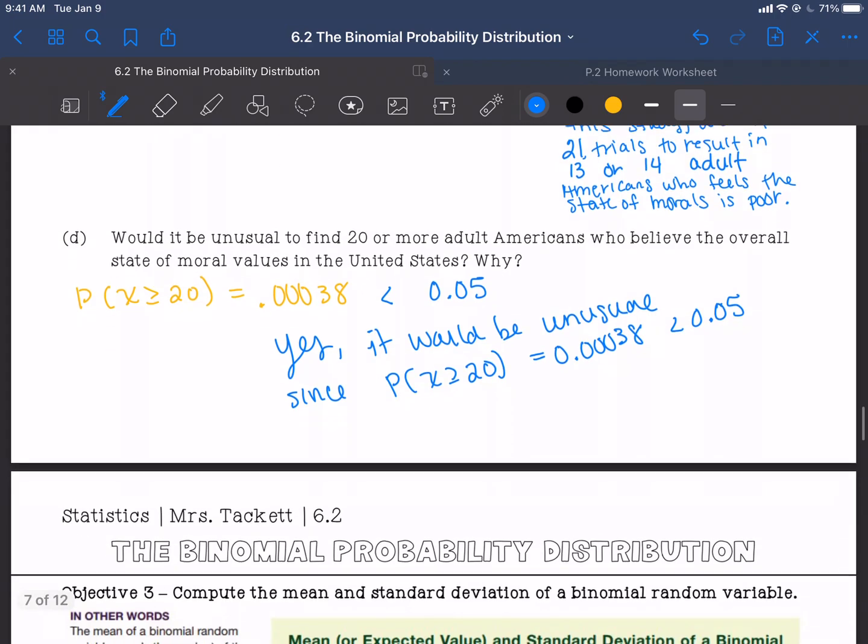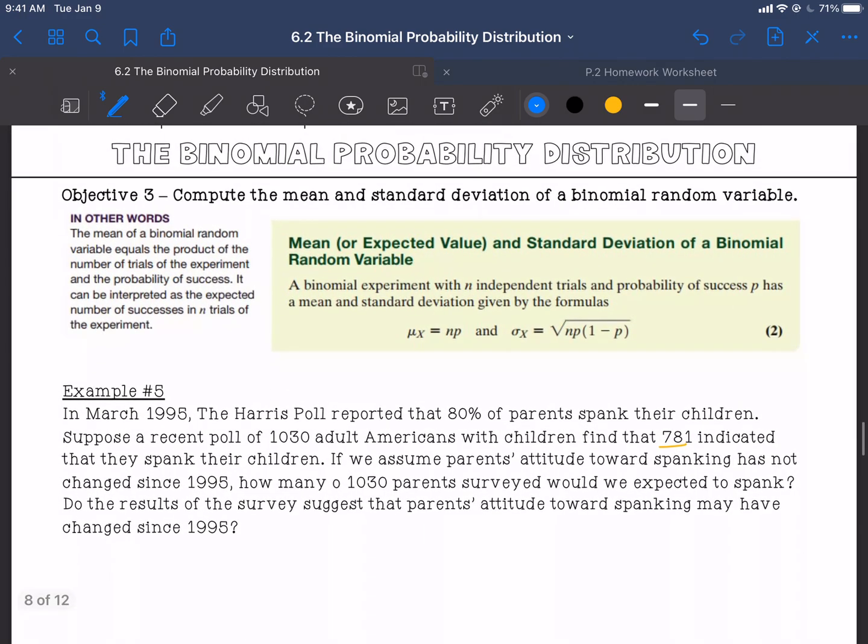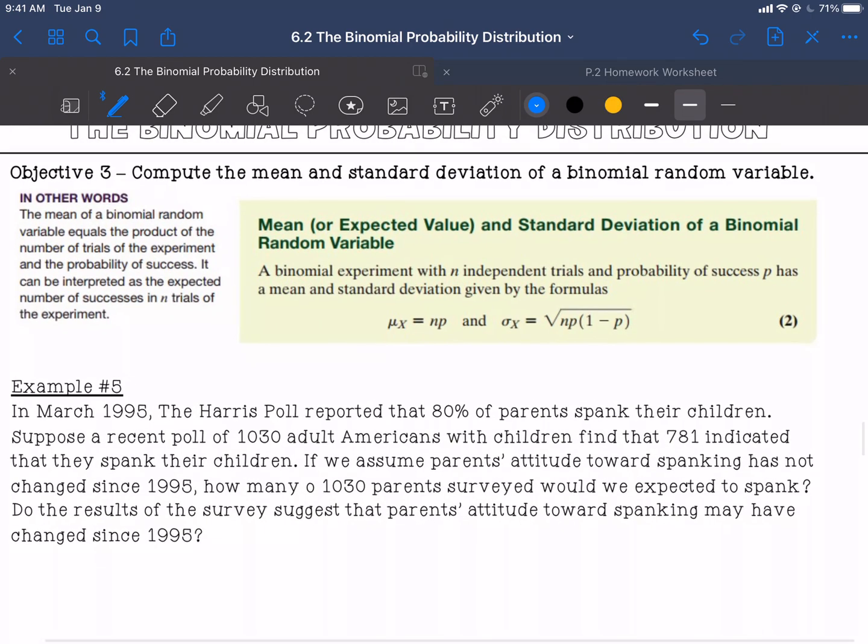All right, moving on to objective 3, we are going to compute the mean and standard deviation of binomial random variables. All right, so here we have the mean of x is equal to n times p. And then the standard deviation of the binomial random variable x is the square root of, I call that, n times p times q. So you're taking n times p times 1 minus p, which I refer to as q.